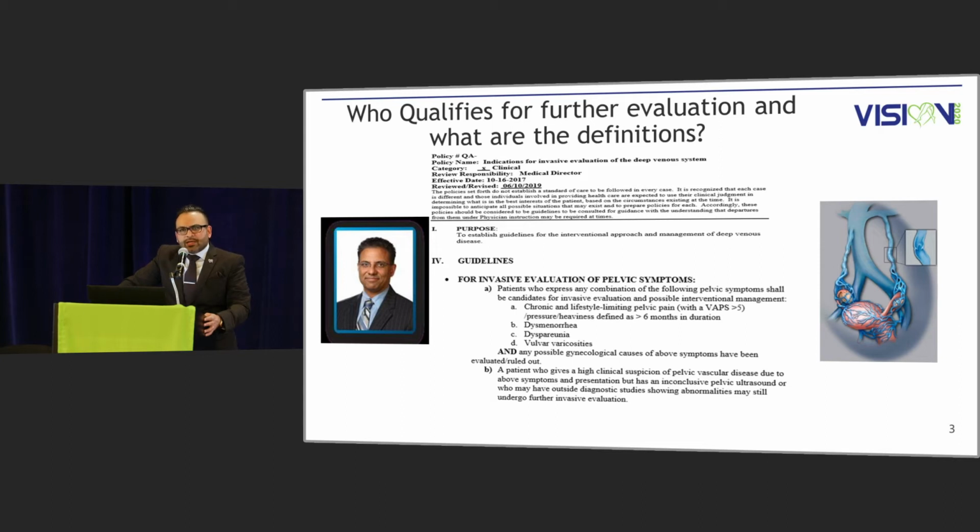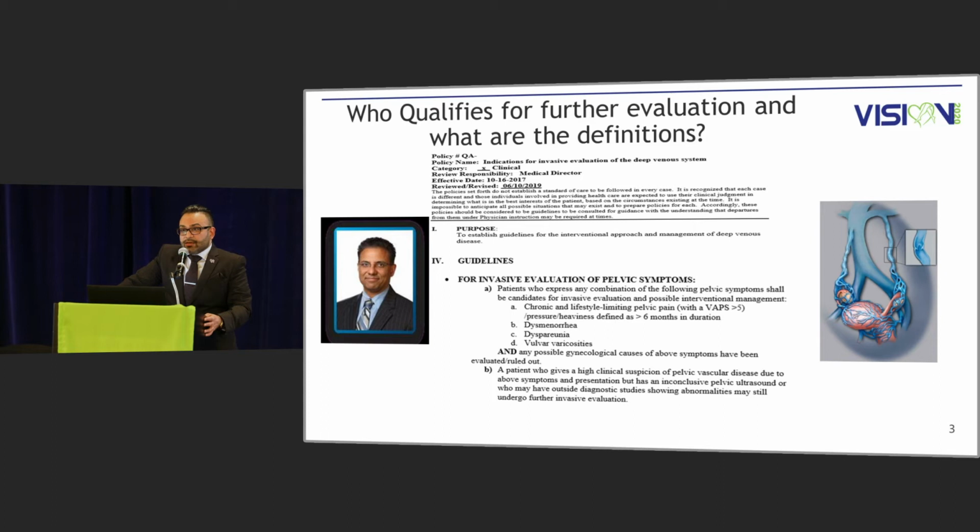There's got to be something else. And so we spent a lot of time with national experts, international experts. And once we educated ourselves, it started to make a lot of sense. There's an intimate connection between the pelvic venous system and the lower extremities.